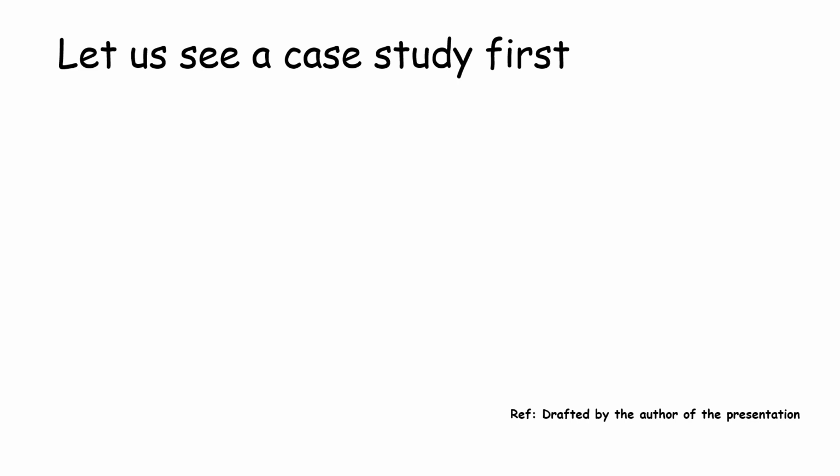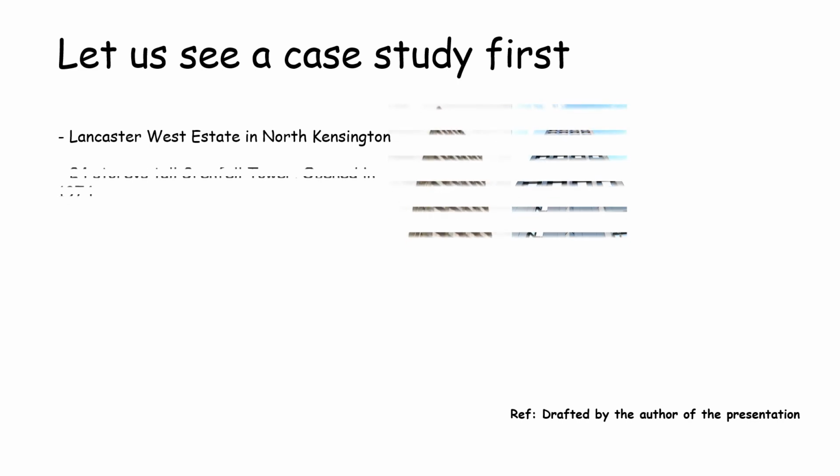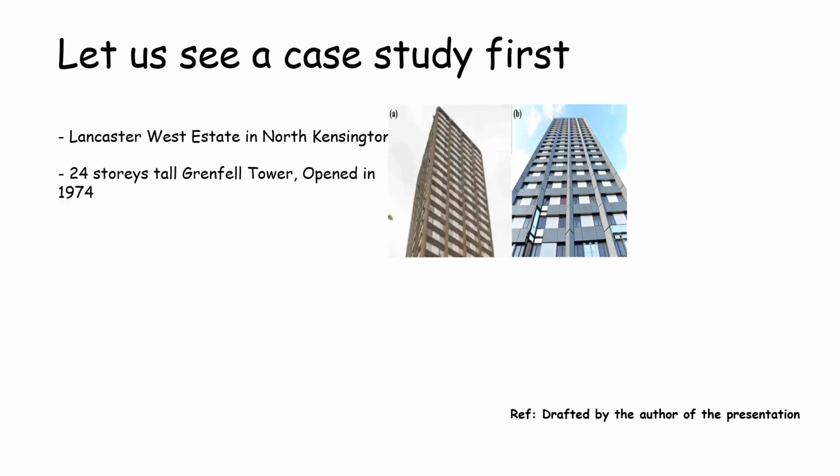Now, oftentimes we forget that if we take care of one pillar, then the social and economic pillars are missed, and this kind of problem happens quite often. Let's see it by an example. There is a building in Lancaster West Estate in North Kensington in the UK. It's the 24-story tall Grenfell Tower. We all know about it very well. It opened in 1974, as you can see in image A here.